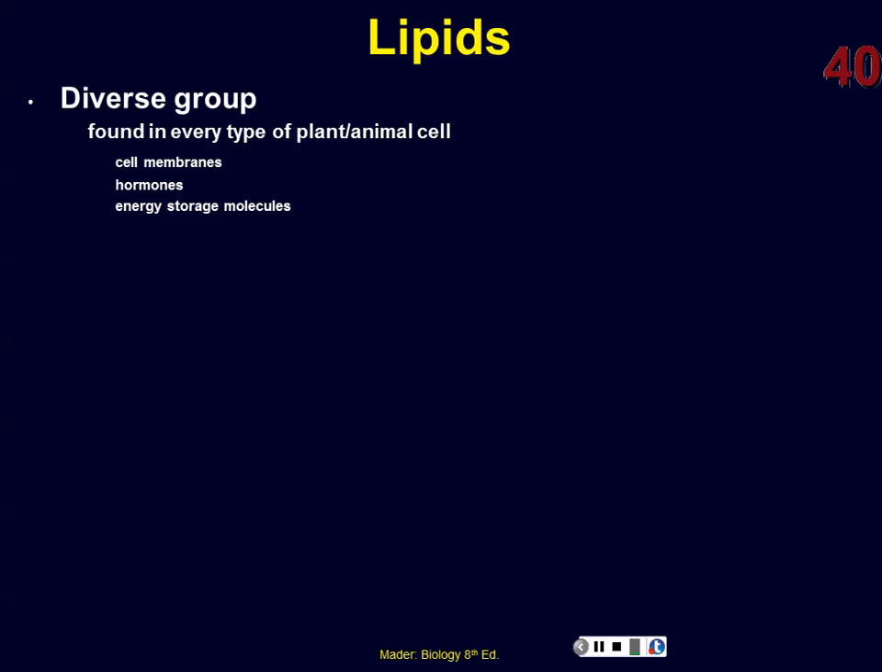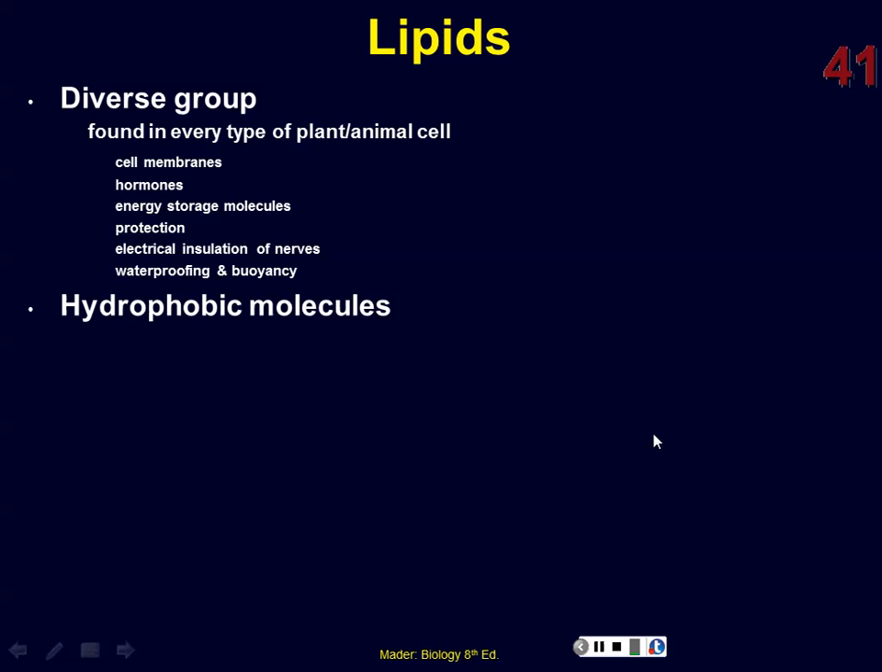They are energy storage molecules. Some lipids are for protection. Our nerves are insulated by lipids, and they also serve to waterproof and are a factor in buoyancy. Very diverse group of molecules. They are hydrophobic. What does that mean? They fear water. They are repelled by water.